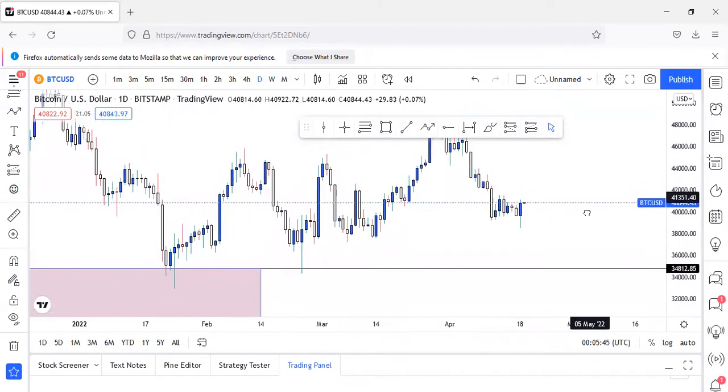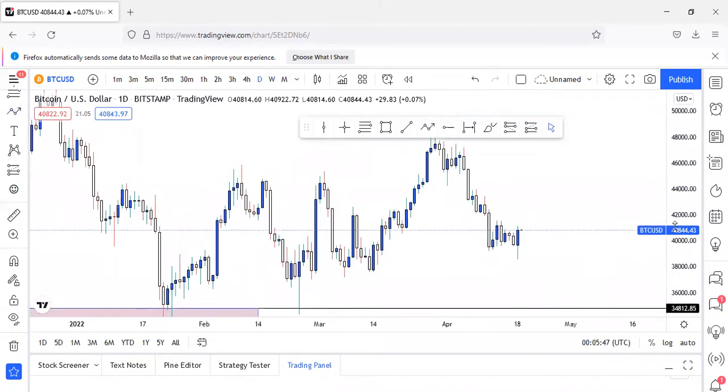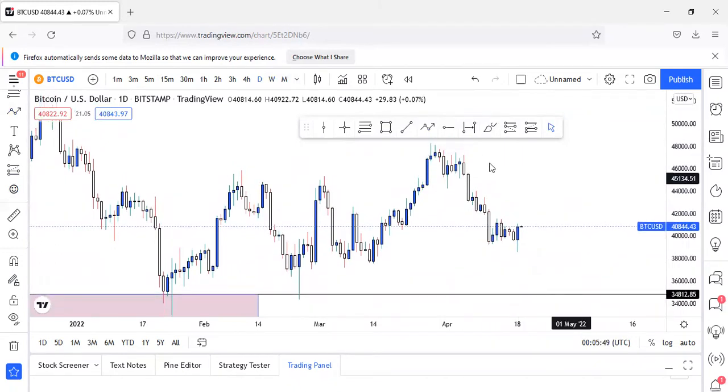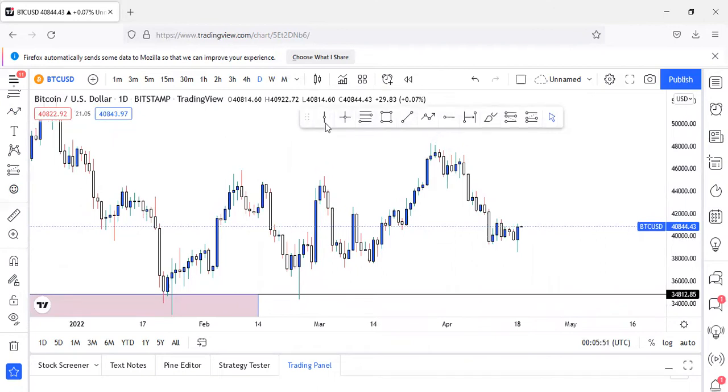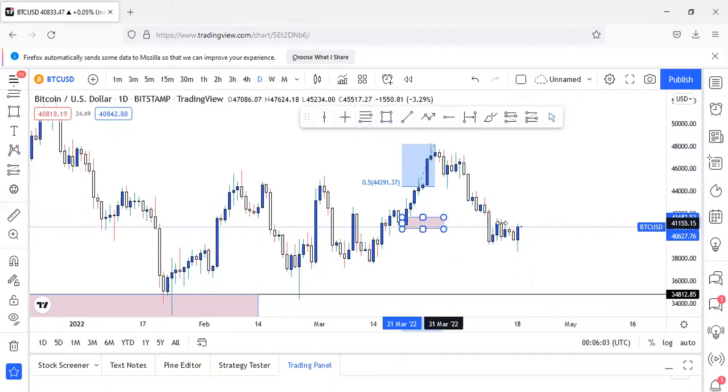Basically speaking, what I did, let me show you guys. I marked up my Fib from this zone here to this zone right here. So I was actually expecting BTCUSD to buy from this order block right here.